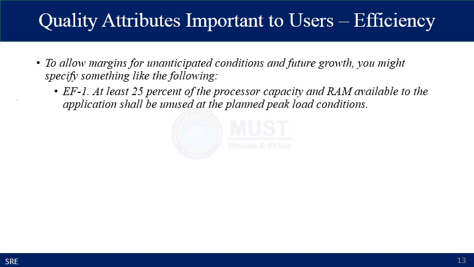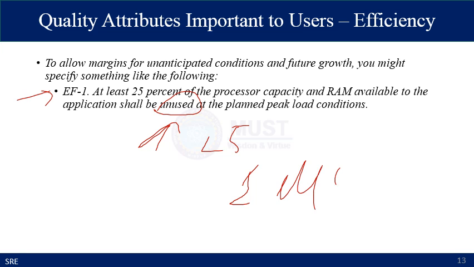Another requirement of efficiency says that at least 25% of the processor capacity and RAM available to the applications shall be unused at the planned peak load conditions. Or another example: your user should be able to achieve a task in less than 5 seconds. Or you can say your system should respond to the user within 1 microsecond.